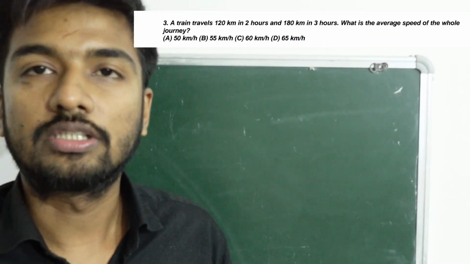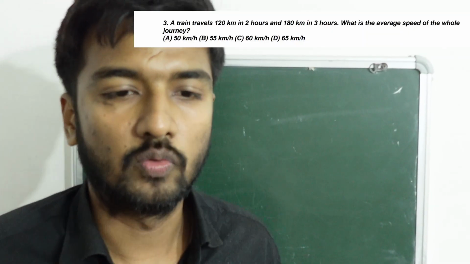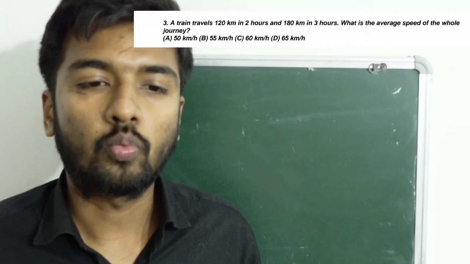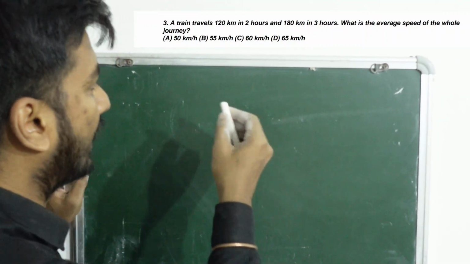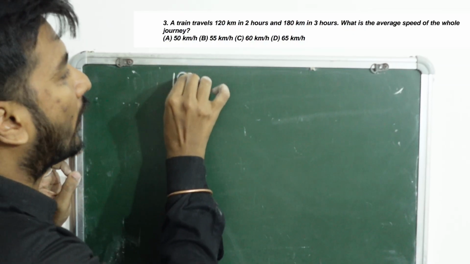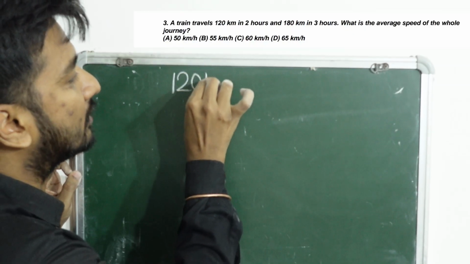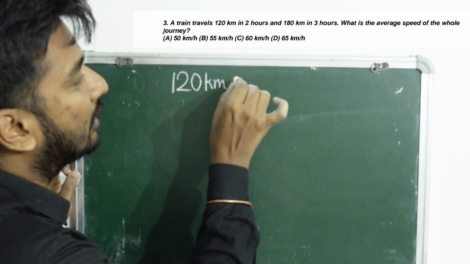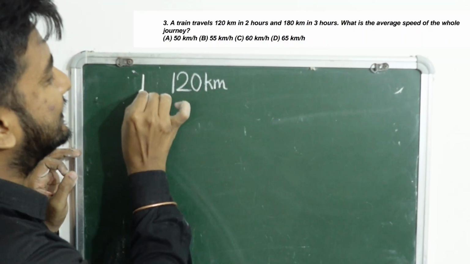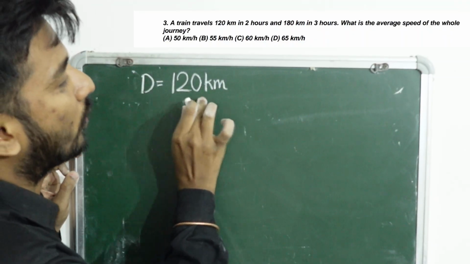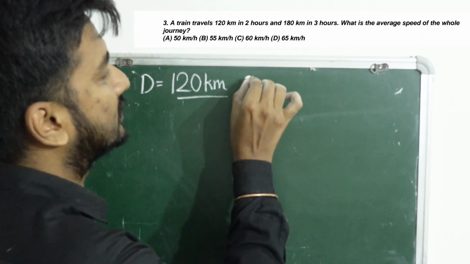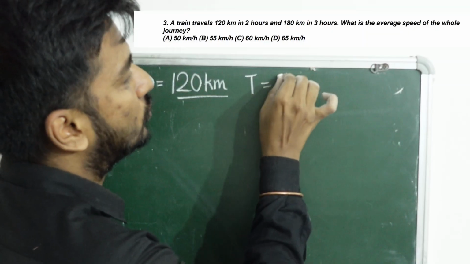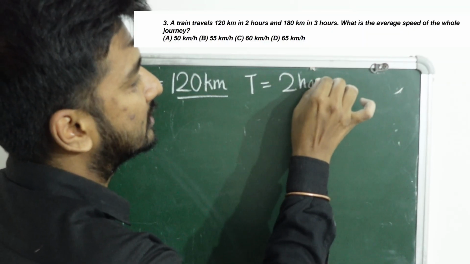Now the third question, third sample questions, mind you. A train travels 120 kilometer in 2 hours. That is distance. Distance equal to 120 kilometer. Travels 120 kilometer in 2 hours. Time equal to 2 hours.